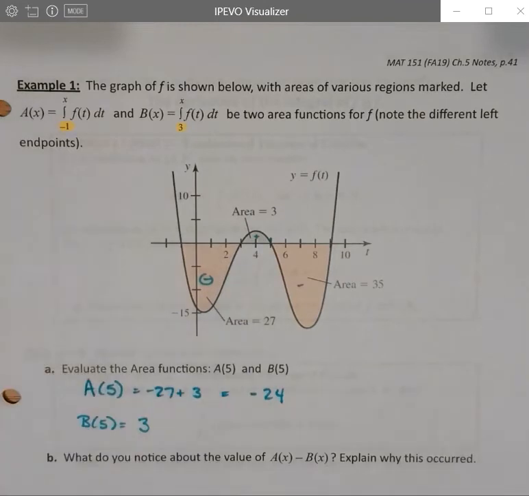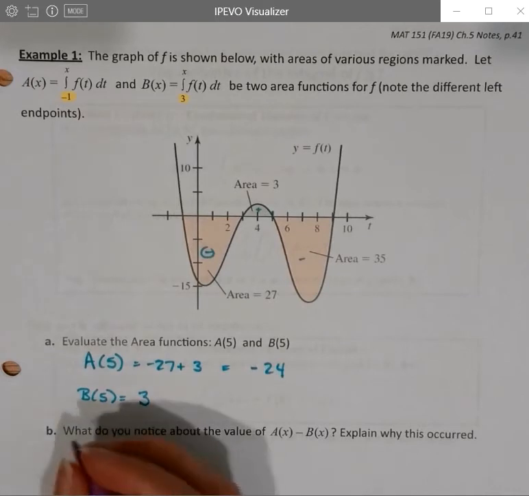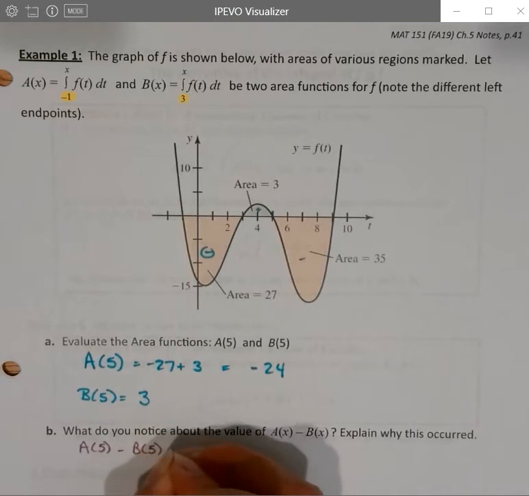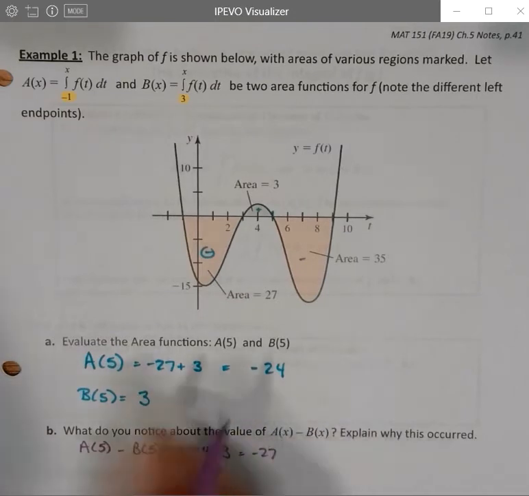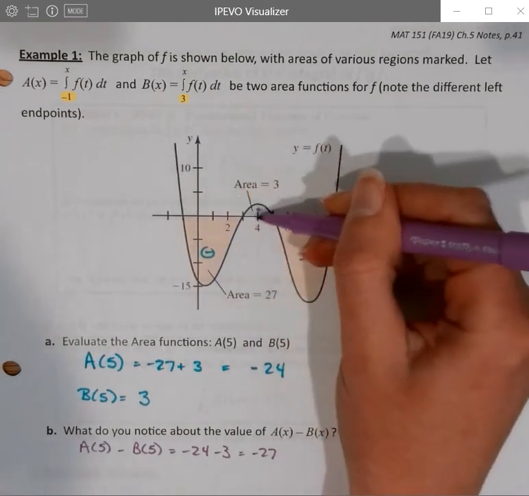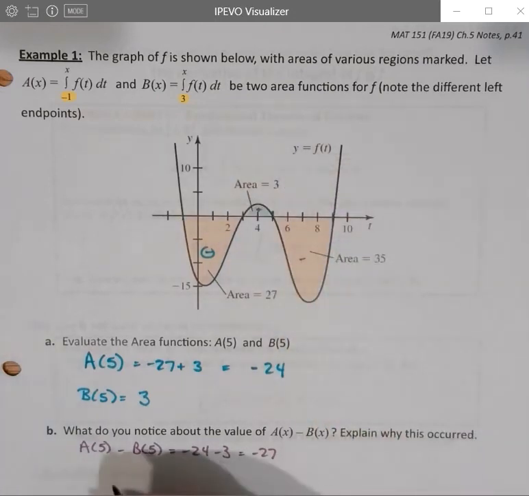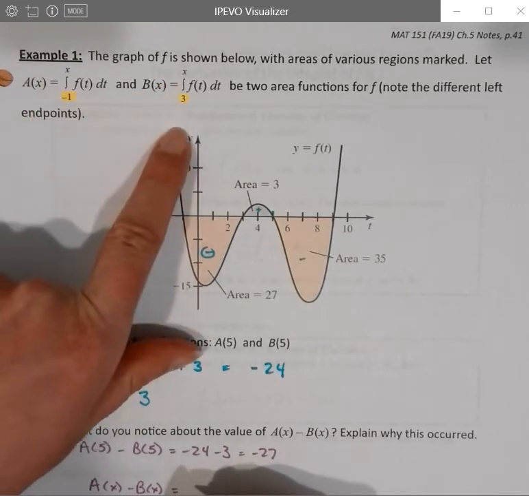Okay. In this case, if I look first at A of 5 minus B of 5, A of 5 minus B of 5 is -24 minus 3. It gives us -27. So when I subtract these two areas, I get back to the first area. So it's back to just the area of the first region. And so that would be from -1 to 3. So what I'm noticing is that our A of x minus our B of x, in general, the x's were canceling out up there and getting us back to the integral between the two regions.